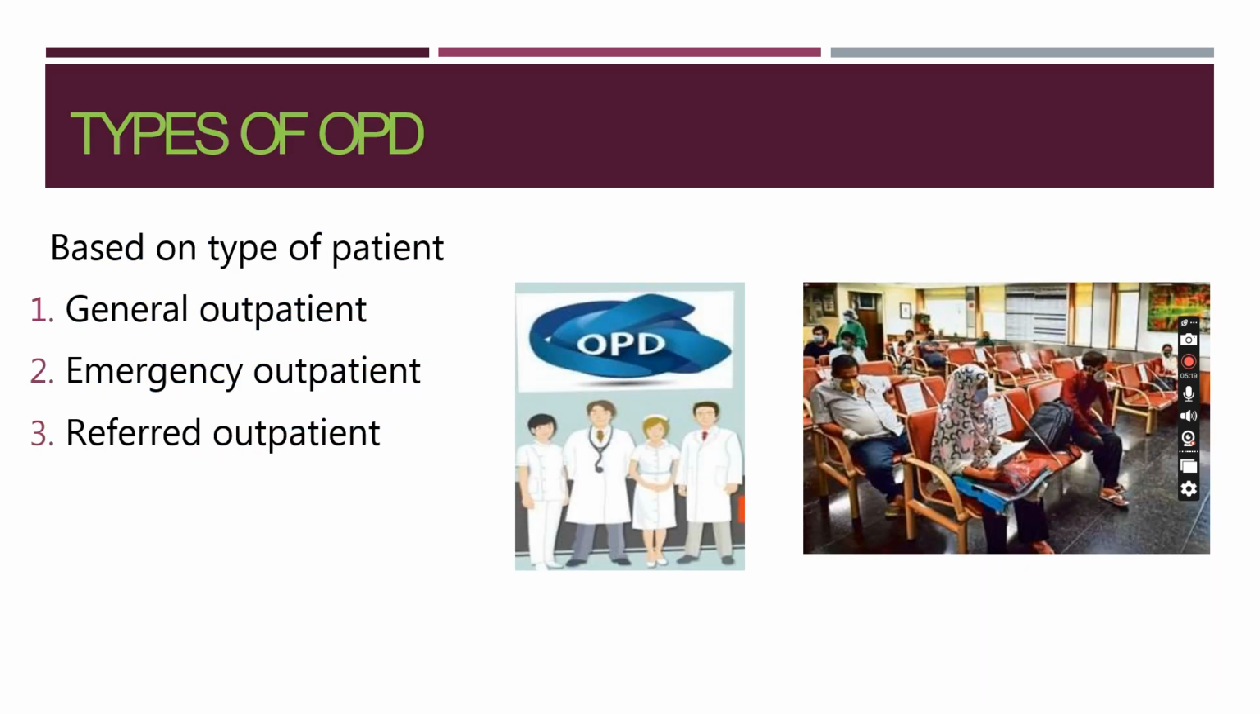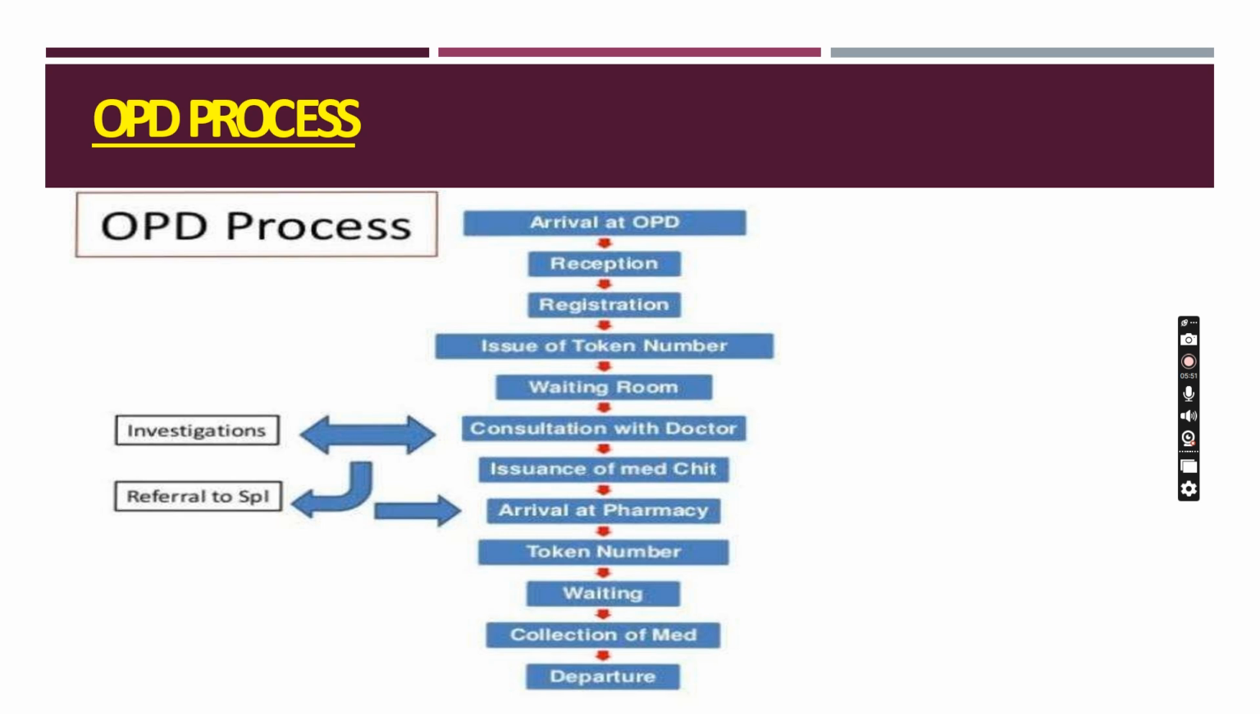So there is a general OPD where patients directly visit the doctor. Emergency OPD means where the patient who needs urgent treatment to save their life, that is called the emergency outpatient. Then referred outpatient means if the patient needs any other specific doctor's opinion within the hospital or outside the hospital, they will directly refer the patient to that particular department within the hospital or outside the hospital.